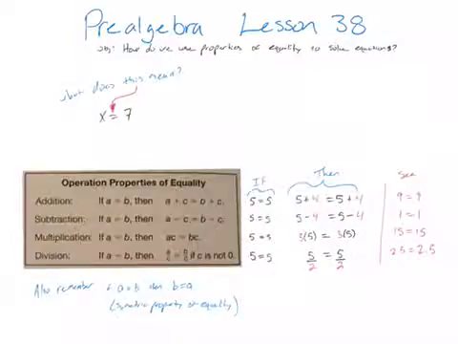And then one more property of equality is just that if you have A is equal to B, then you can say B is equal to A. It's just rewriting its order. And we call that the symmetric property of equality. So let's see if we can use these properties of equality to go about solving equations.